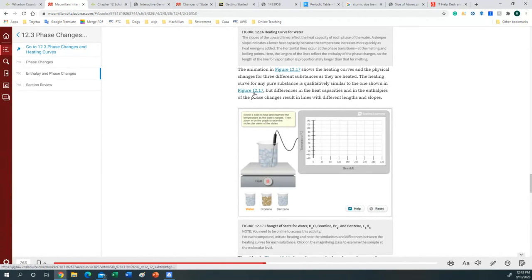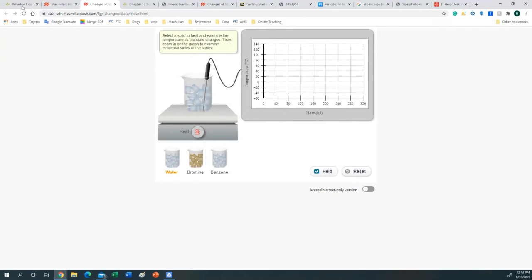So that's why it says figure 1217. You can either locate the figure here or in the media resources. So you have the same thing in your book, okay? Trust me, it's the same thing.